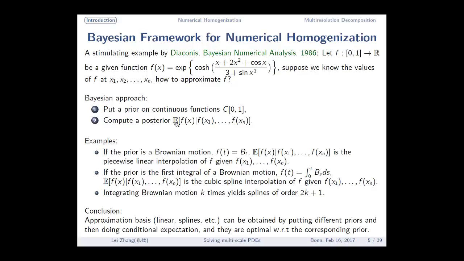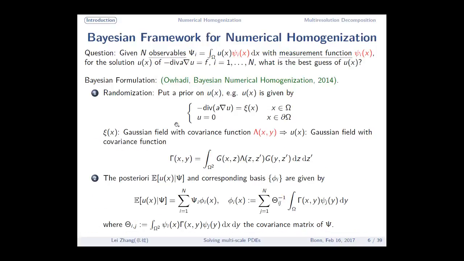What happens if you have two variables? Okay, so this is just for function approximation, right? So what happens if we have a PDE, an equation, or if we have two variables? Okay, so we can propose the following question.